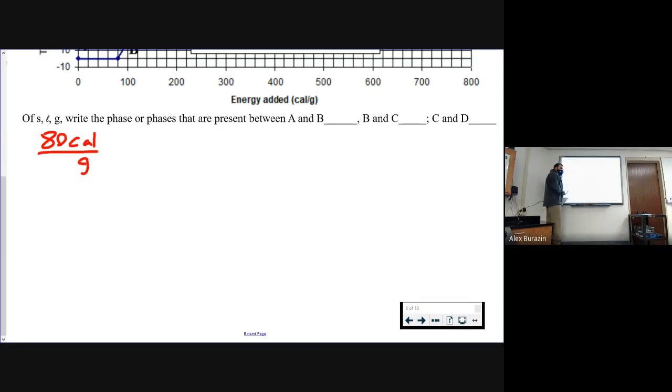I have 80 calories per gram. I want to eventually convert this into kilojoules per mole. I'm going to start with the calories. I'm going to convert calories into joules. How many joules are there in a calorie? There are 4.184 joules in a calorie. I don't want to stop at joules, though, right? It asks for kilojoules. Let me keep going.